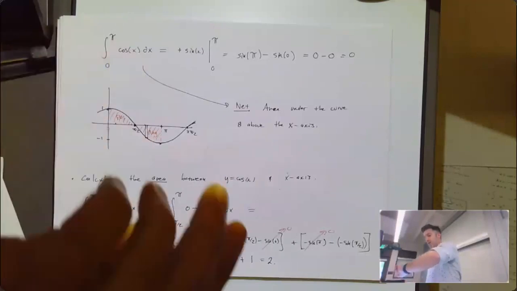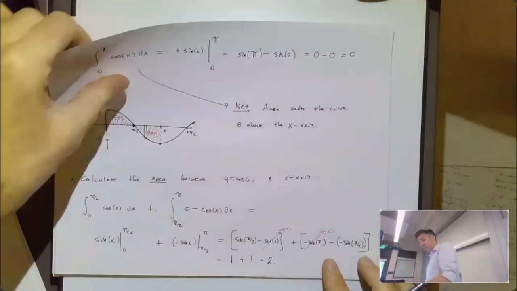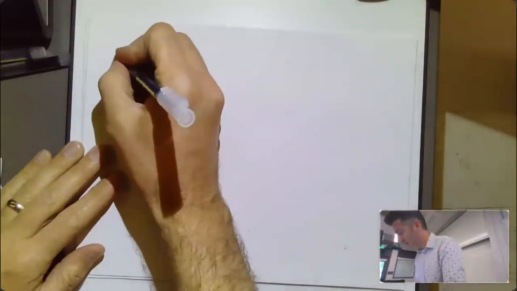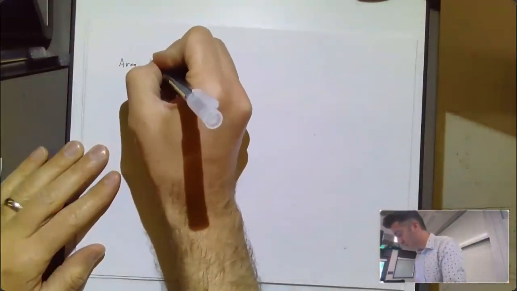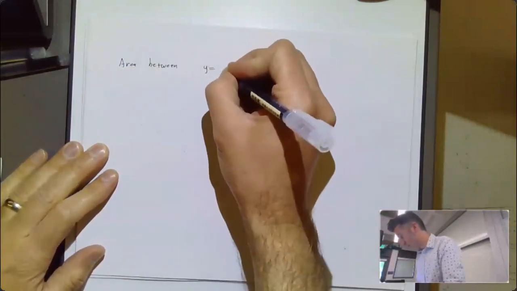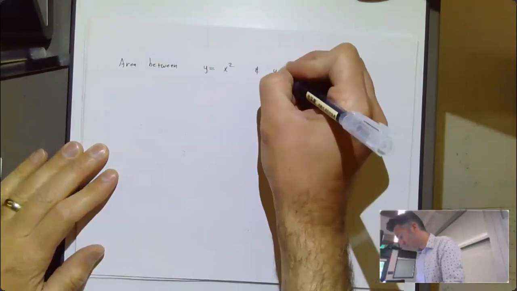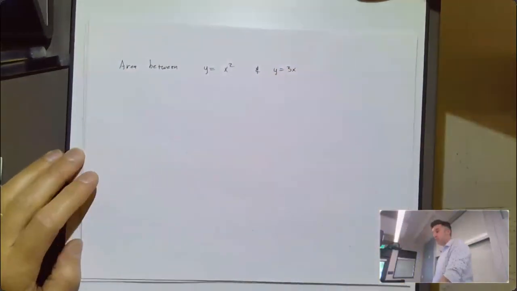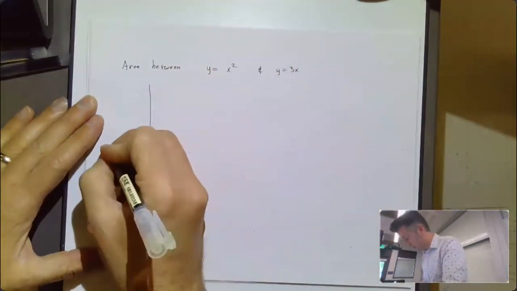I know it's like 1 more minute. Let me throw one more thing at you. So let's say we wanted to find the area between the curves y equal to x squared and y equal to 3x, which looks like this.